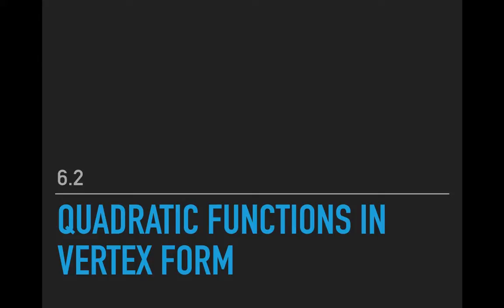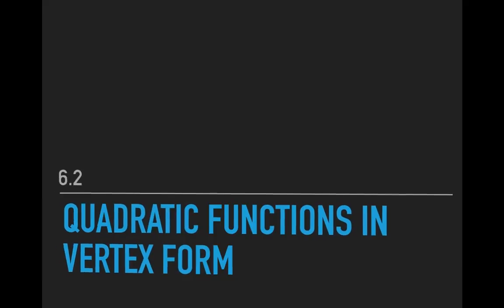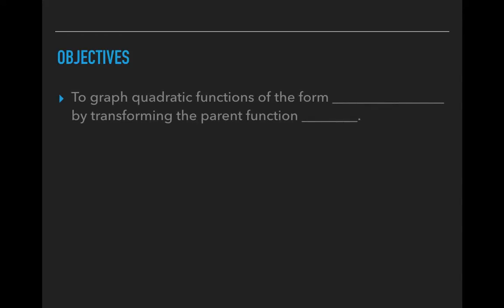Alrighty, in this lesson we are looking at quadratic functions in vertex form. So let's get started with our objectives. The first objective that we have is to graph quadratic functions of the form. There it is. You'll remember this is called standard form. By transforming the parent function, and the parent function is f of x equaling x squared. It is the most simple quadratic function you can work with. Everything else will look like it, but it'll just be a bit more complex.